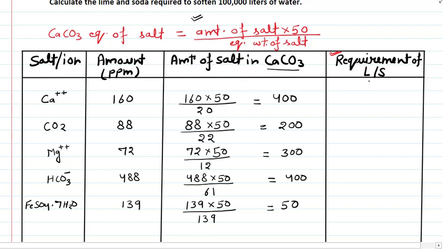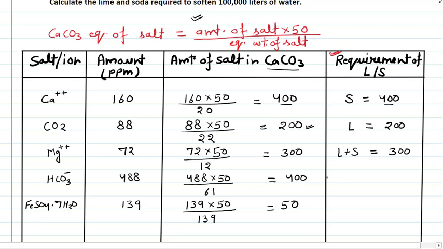Now we have to write down the requirement of lime and soda. For the requirement, we have to follow the table which I have discussed in another video. The link is already present in the description box. So the requirement for calcium ion is S, that is soda, and there is no number, so the amount is as it is, 400. Then for carbon dioxide we require lime, the amount is 200, which we have calculated here. Next is magnesium ion. The requirement is lime plus soda, that is, both chemicals are required for removal of magnesium ion, and the amount is 300 ppm calcium carbonate equivalent.